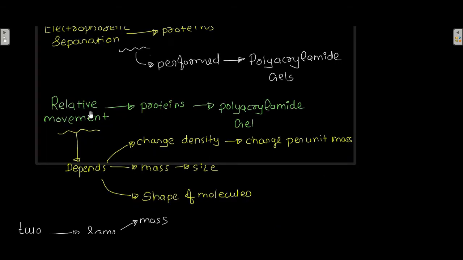Now the relative movement of proteins in the polyacrylamide gel depends upon the charge density, that is charge per unit mass, then the mass or size of the protein, and then the shape of the protein. On these three things the relative movement of proteins depends in a polyacrylamide gel.